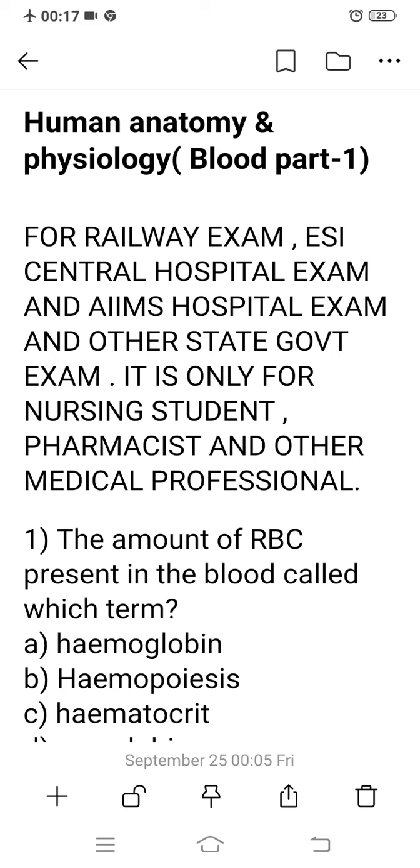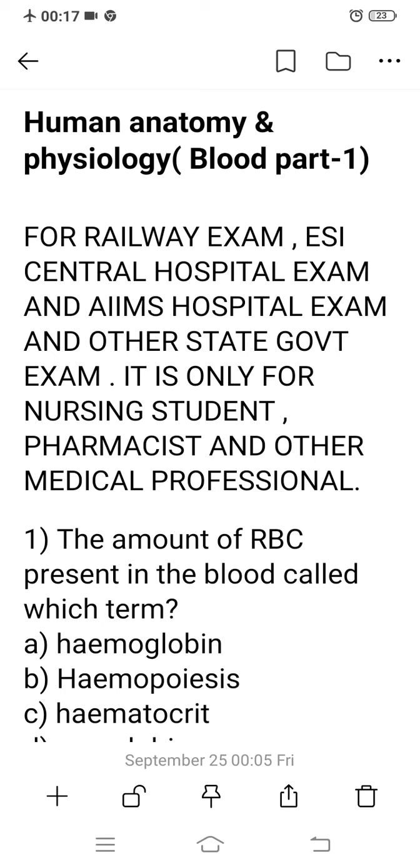Okay, so today we discuss the topic human anatomy and physiology, blood part 1. At first, we will know what the definition of blood is. Normal basic definition: blood is the liquid connective tissue. The pH of the blood is 7.4.